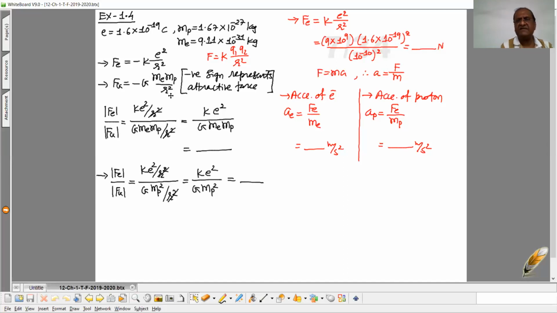The negative sign represents attraction. Now, suppose we take the ratio of these two forces, electric force upon gravitational force. That is k e square upon r square divided by G me mp upon r square. The r square cancels, so you will get k e square upon G me mp. Now in this equation, substitute the values of k, e, G, me, mp, and after solving, you will get this particular ratio.